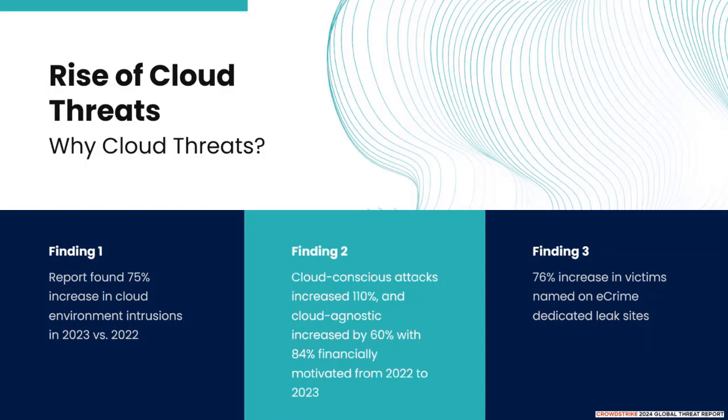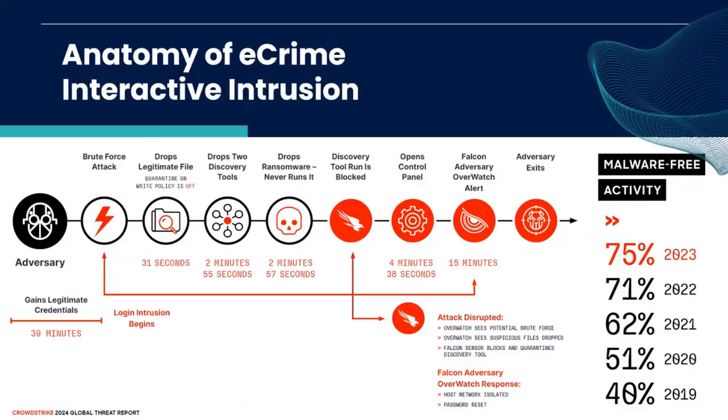Here we can realize for sure that the scale of cloud adoption opened a huge attack surface for all businesses. And it's no surprise that the CrowdStrike report showed jumps in endpoint and cloud-focused incidents. Anatomy of e-crime interactive intrusion. Here we have a very important topic to discuss also.